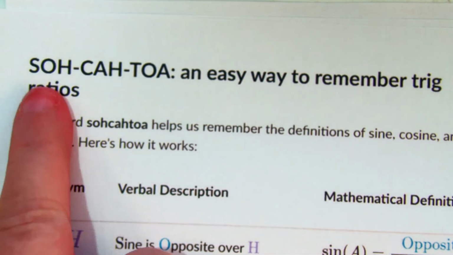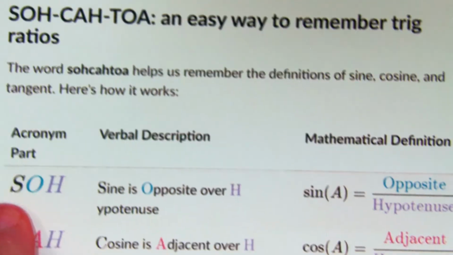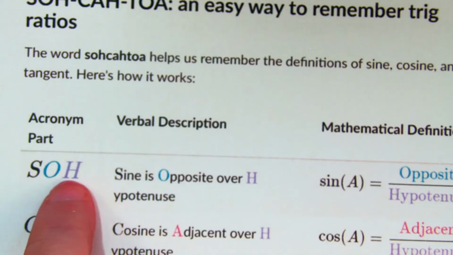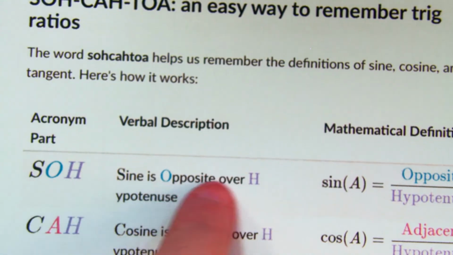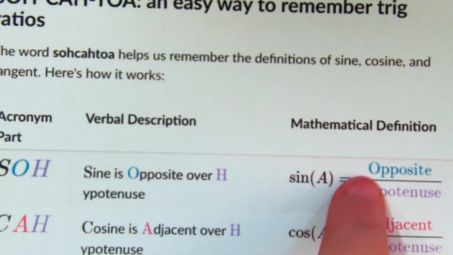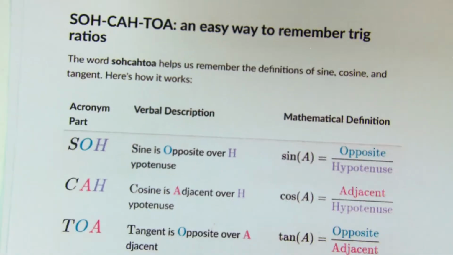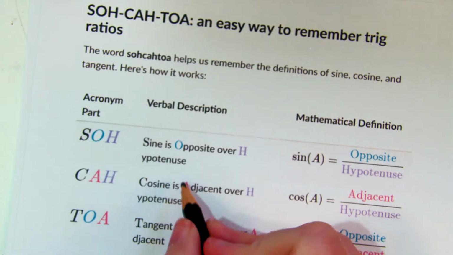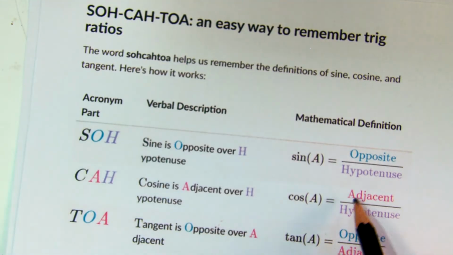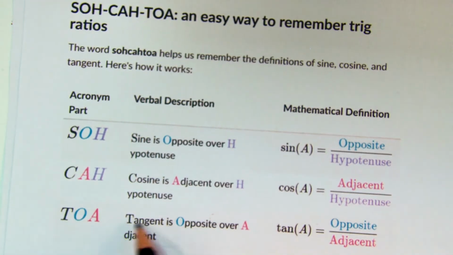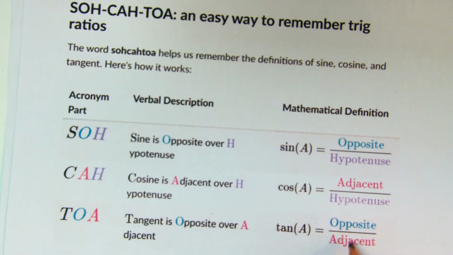SOHCAHTOA. Sine is opposite over hypotenuse. That's the SOH part. Cosine is adjacent over hypotenuse. That's the CAH. And then TOA, tangent, is opposite over adjacent.